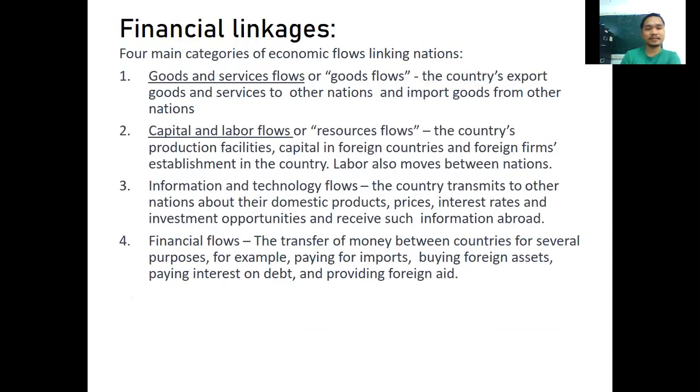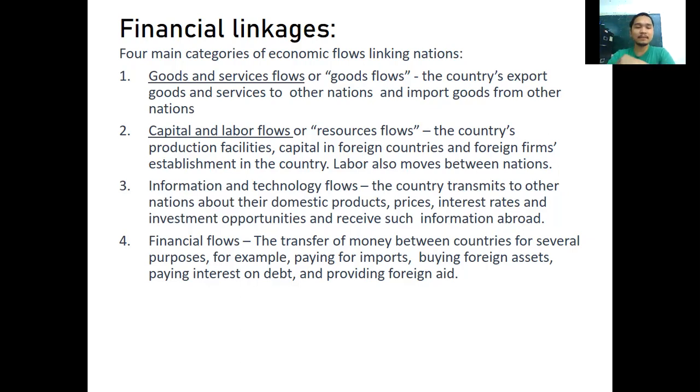The financial linkages. There are four main categories of economic flow linking nations. The first flow is what we call goods flows, or the goods and services flows. Countries export goods and services to other nations and import goods from other nations. That is the goods and services flow.